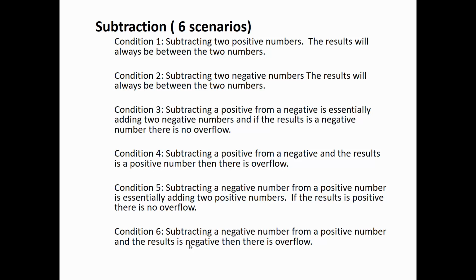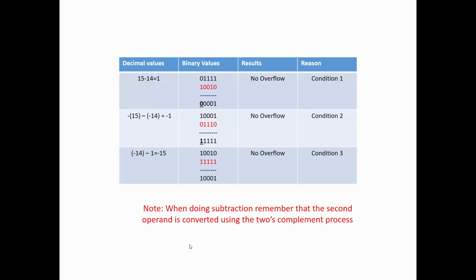Condition 5 is just the opposite. Subtracting a negative from a positive number is essentially adding two positive numbers, and if the result is positive, we're okay. But if it's a negative, now we have a problem.